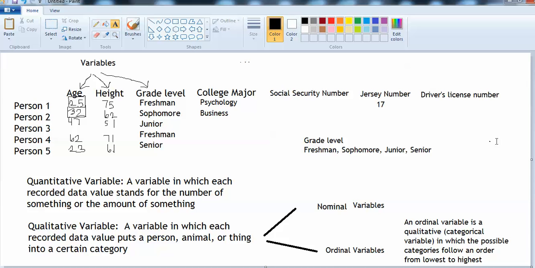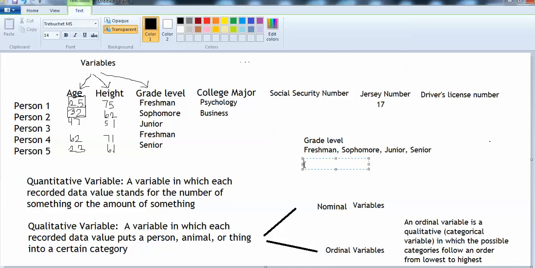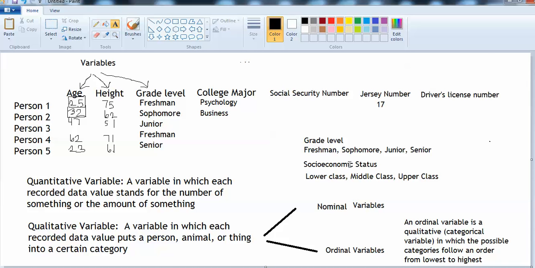Socioeconomic status. What are the possible categories? The ones you usually hear about are lower, middle, and upper class. So socioeconomic status is an ordinal variable, just like how grade level is an ordinal variable.